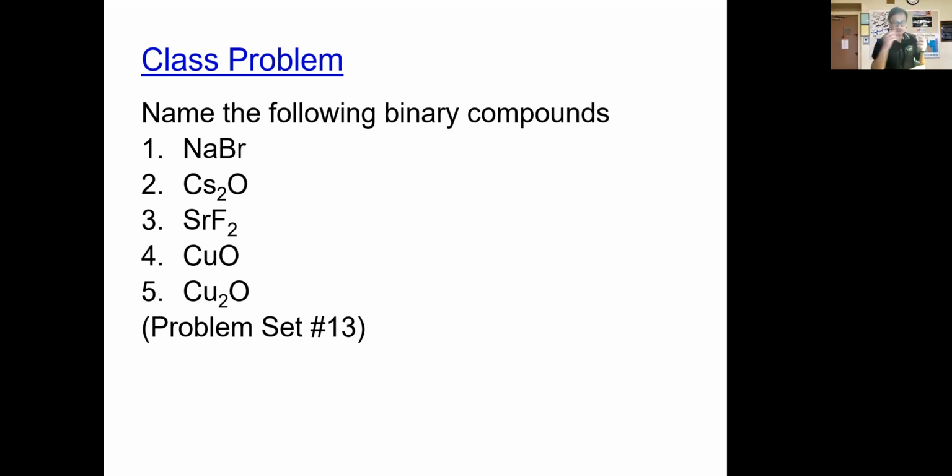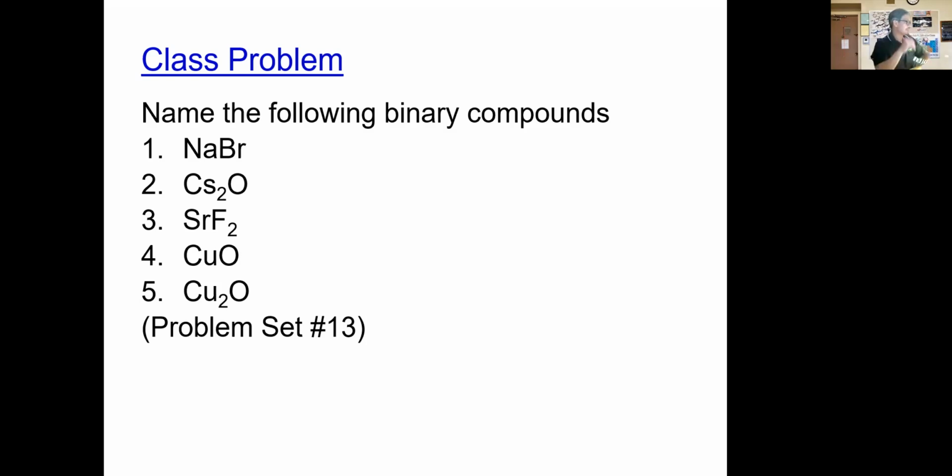So once you've identified that it's a binary compound, the naming process becomes pretty simple, because what you have to do is name the metal, the cation, and name the non-metal, the anion. Then you drop the word ion, and you obtain the name that way.